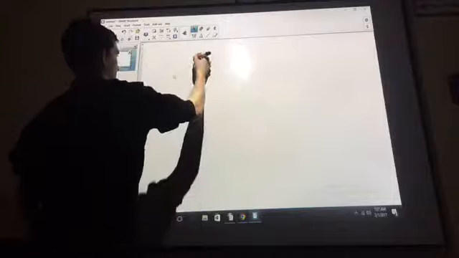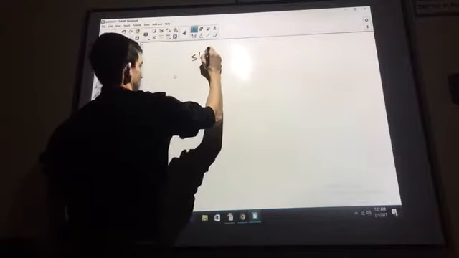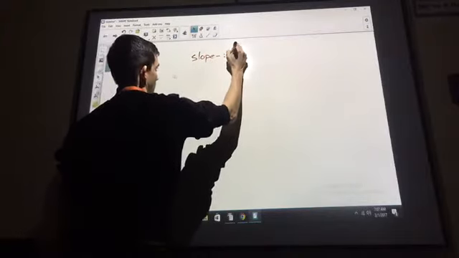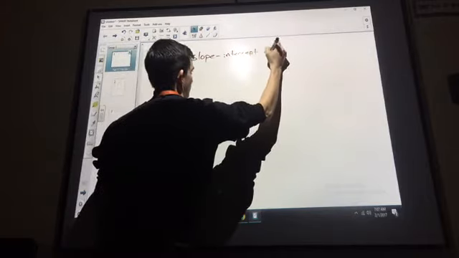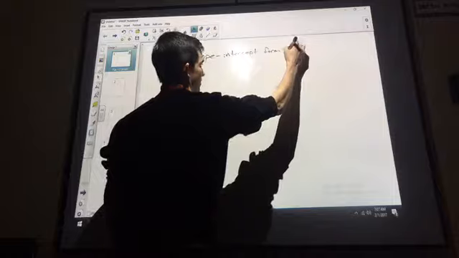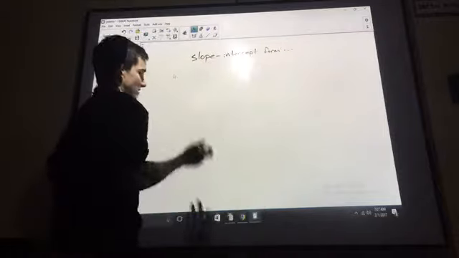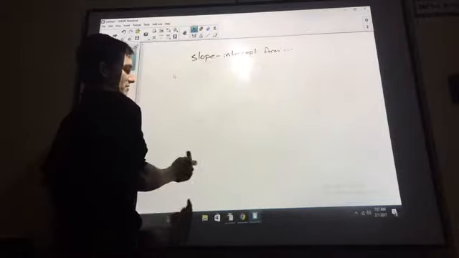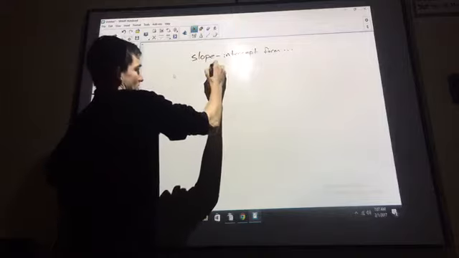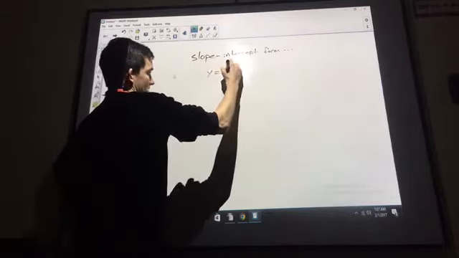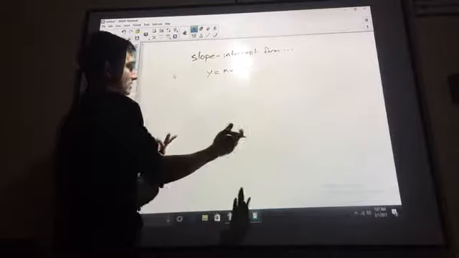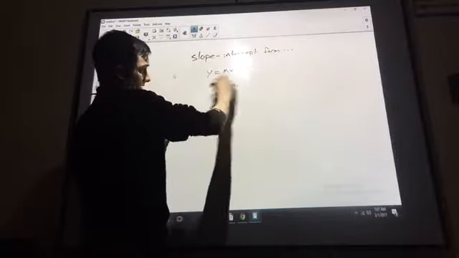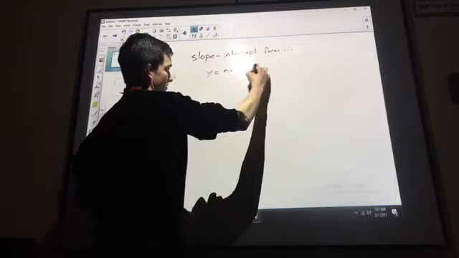So, spelling at least, slope-intercept form, and then you can put, of a linear equation, because that's what we're talking about. We're talking about linear equations, meaning lines, okay? And slope-intercept form is y equals mx plus b. Now, let me talk about your terms real quick, and your variables.